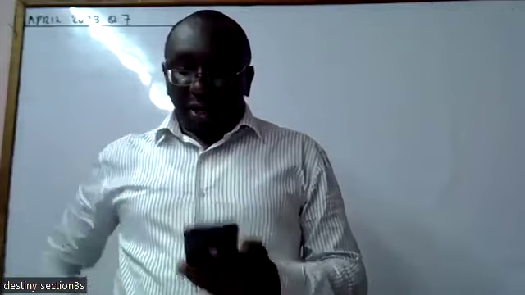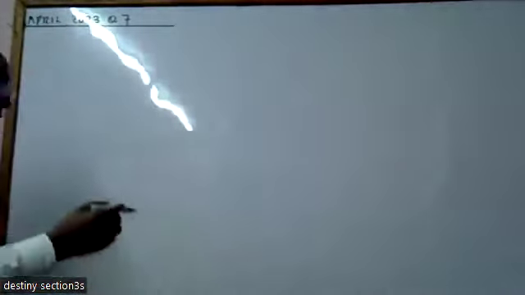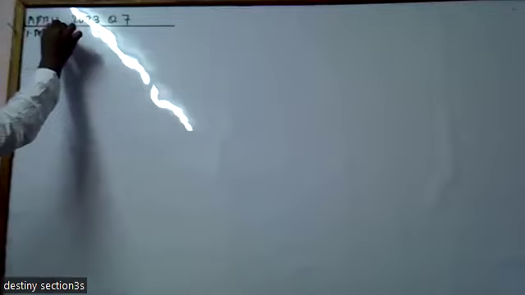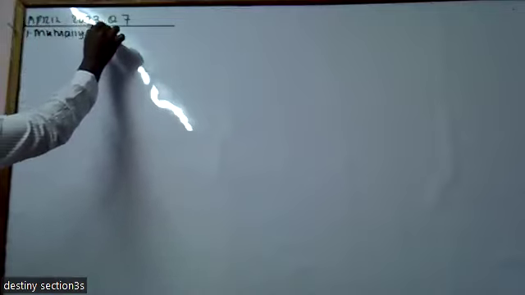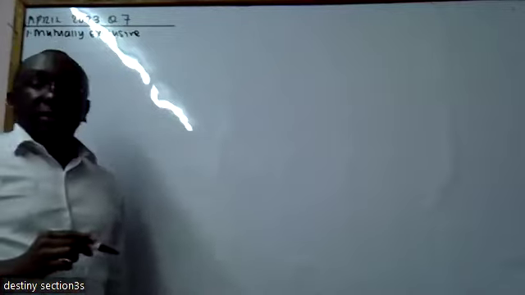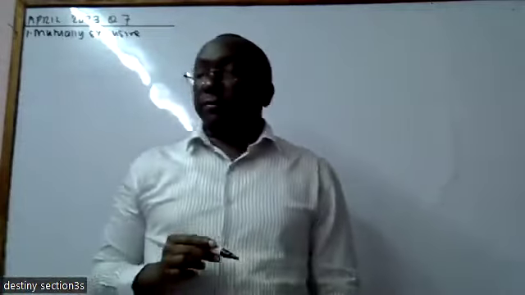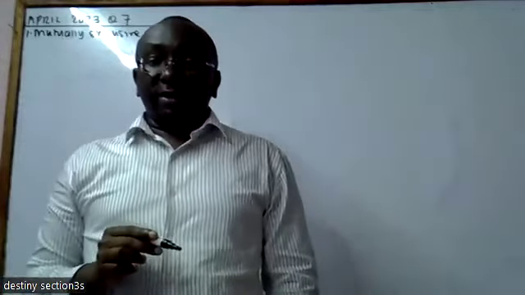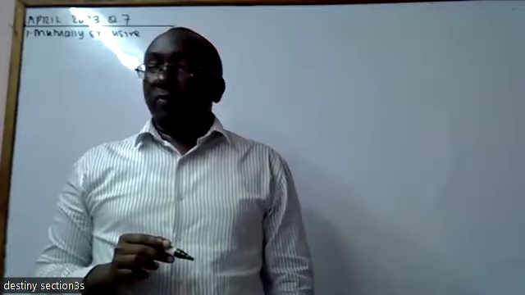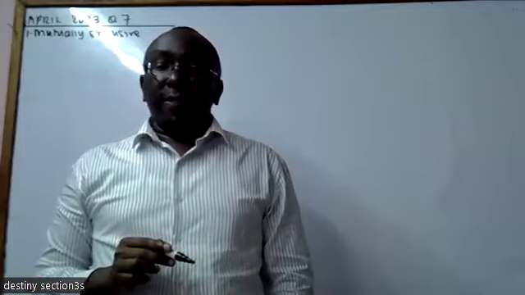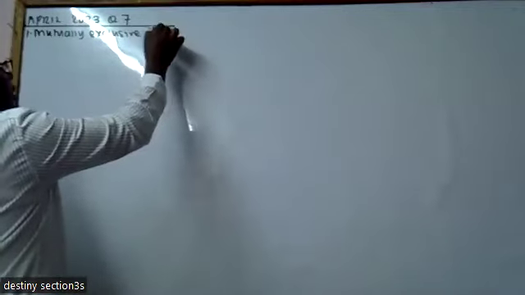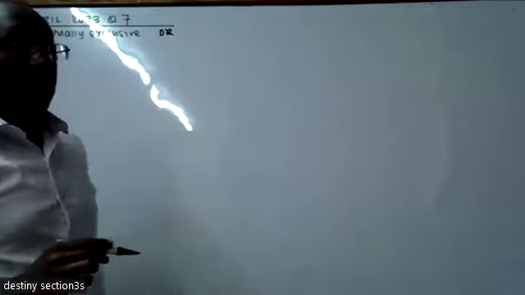Part A, explain the meaning of the following terms in the context of probability theory. Number 1, mutually exclusive events. We said that these are events that cannot take place at the same time. They are described by the word "or".